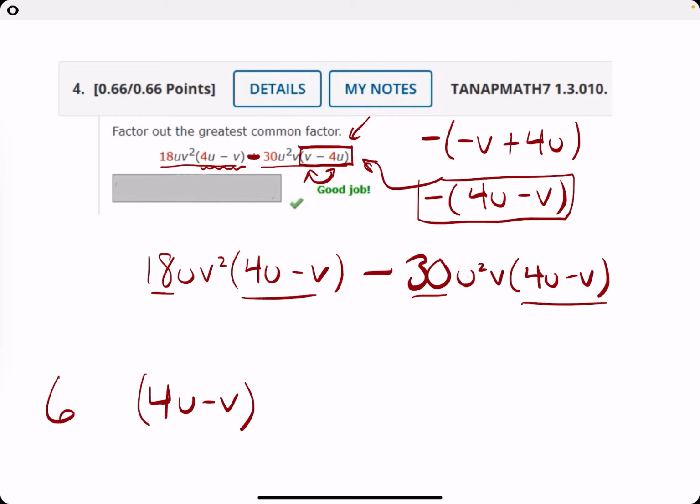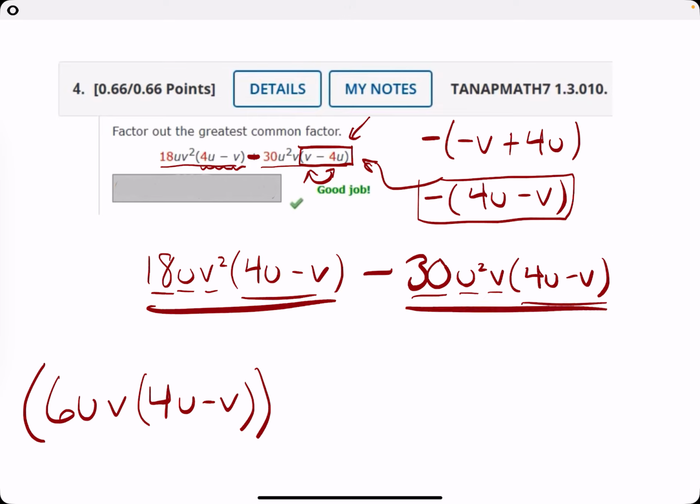So we got 6. If we pull out between u and u squared, we can pull out a u. Between v squared and v, we can pull out a v. So this whole thing is our GCF. Does that make sense? We pulled these terms out of that term and that term.